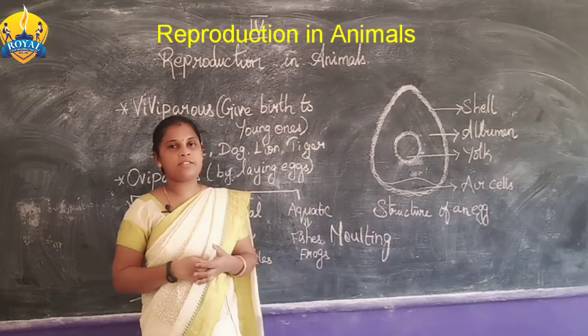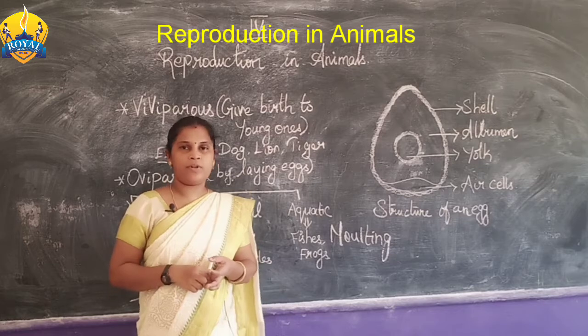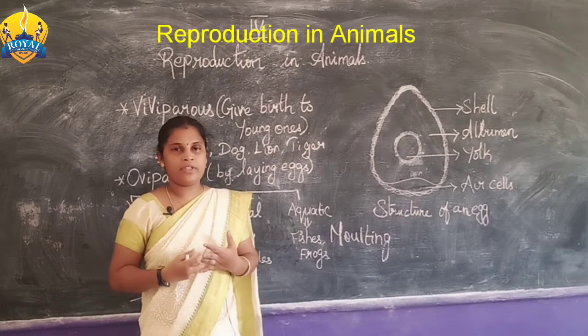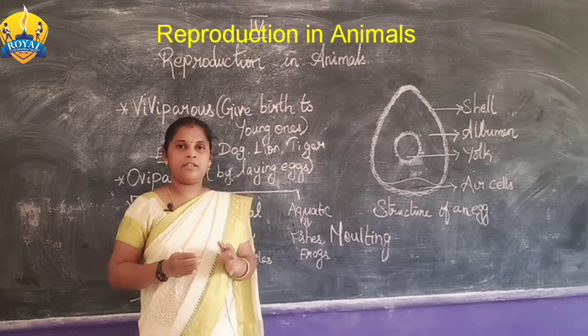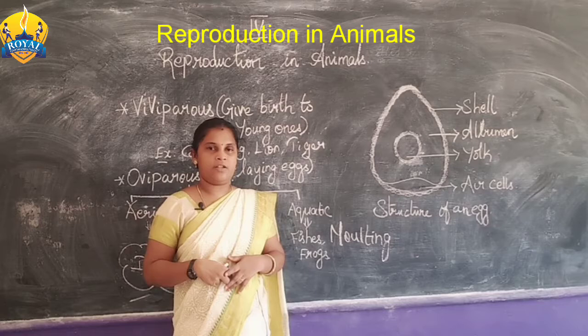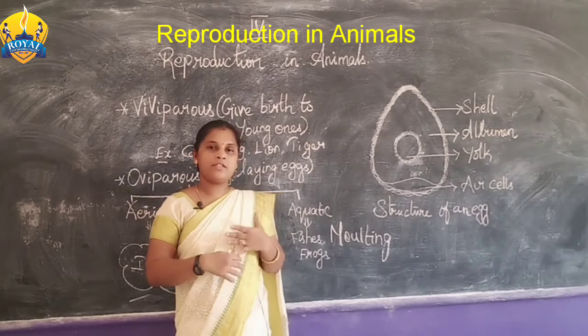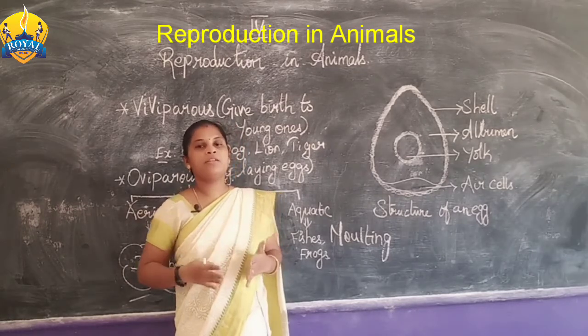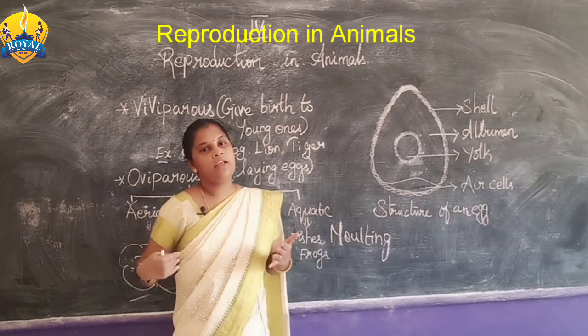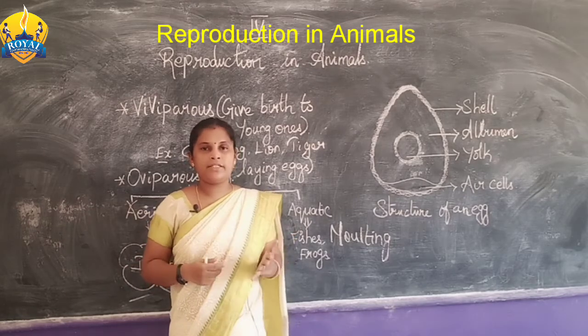The last one is kangaroo. That also we know, everyone knows that the kangaroo keeps its young one in its pouch itself. The mother searches for food on her own while taking care of all her young ones. That is called parental care.